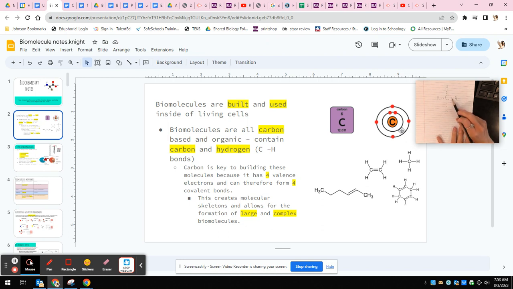Now, when you have 2 electrons shared between 2 atoms, that is called a covalent bond, and that's going to be symbolized by this solid line right here. So CH4 is going to look like that.